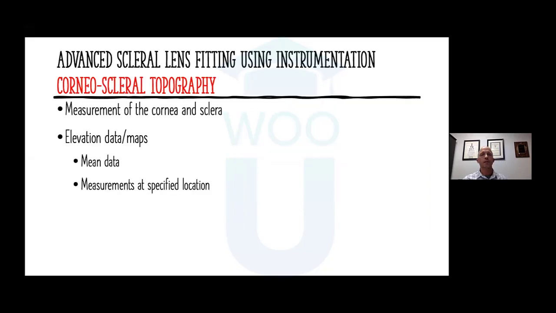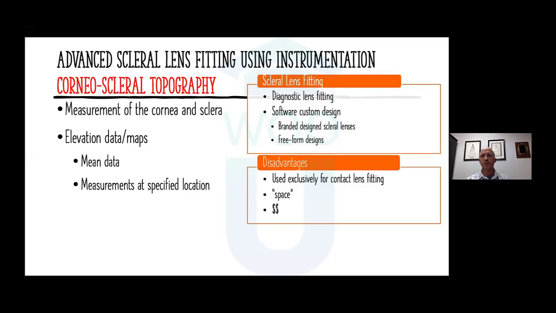Disadvantages: it's one meridian at a time measurement, and we're lacking software for more direct design, and they're a little more costly in price. Corneal scleral topography is something relatively new. We use them to measure both the cornea and scleral surface. We have these great elevation maps that allow us to evaluate not only the cornea, but obviously out into the scleral surface, 20 millimeters or more.